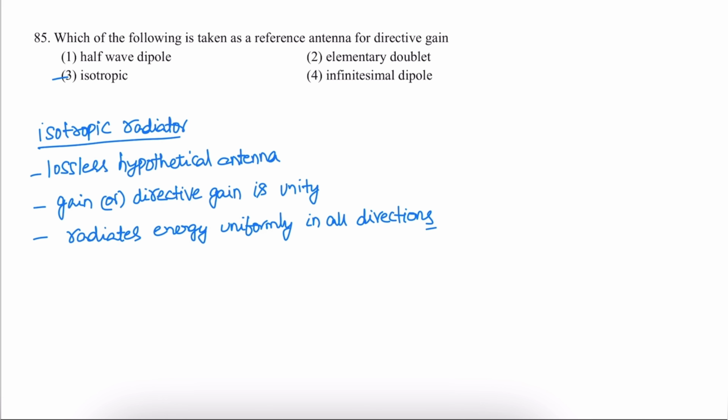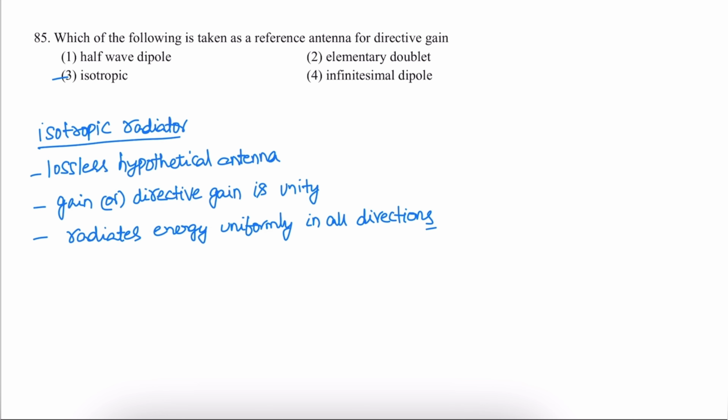It is a fictitious radiator, an imaginary antenna which radiates energy uniformly in all directions, and it is a lossless hypothetical antenna. The gain and directive gain of this isotropic radiator is unity. This isotropic radiator is a lossless hypothetical antenna with which all practical radiators are compared. Hence, it is used as a standard reference antenna for directive gain or simply gain measurements.